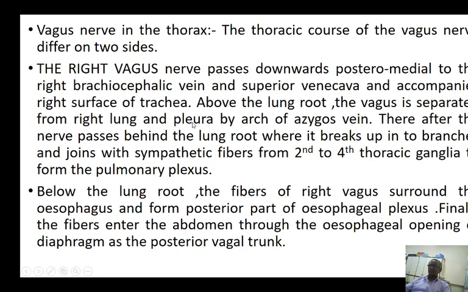Thereafter the nerve passes behind the lung root, where it breaks up into branches and joins with the sympathetic fibers from the second to fourth thoracic ganglia to form the pulmonary plexus. Below the lung root, the fibers of the right vagus surround the esophagus and form the posterior part of the esophageal plexus. Finally, the fibers enter the abdomen through the esophageal opening of the diaphragm as the posterior vagal trunk. So the right vagus has become the posterior vagal trunk by the time it ends its course in the thorax.